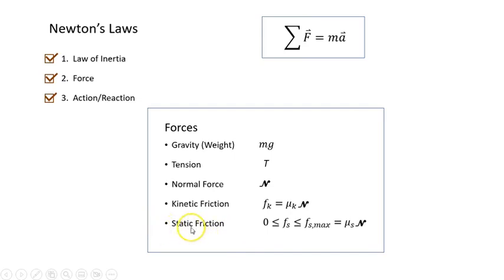Now, static friction is similar, but a little different in that the actual static friction force could be anywhere within a range from 0 to a maximum possible value. And that maximum value is a coefficient of friction times the normal force. But here the subscript s for the static case.